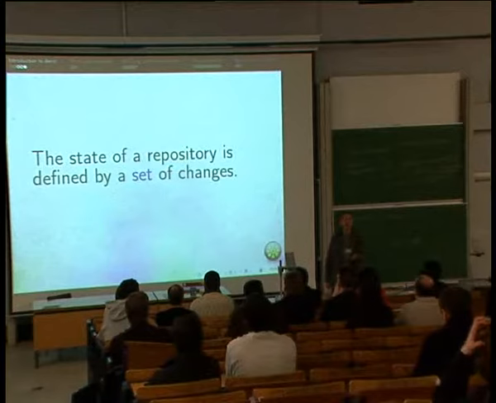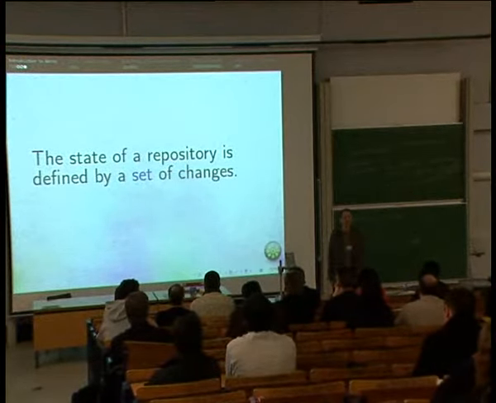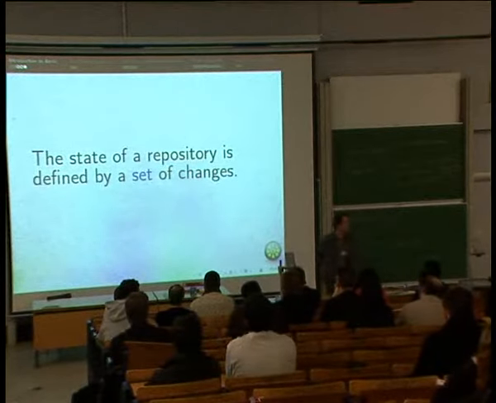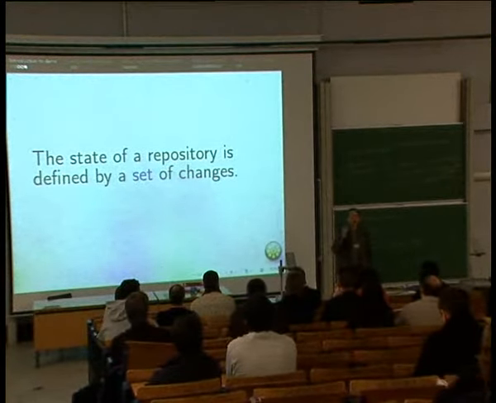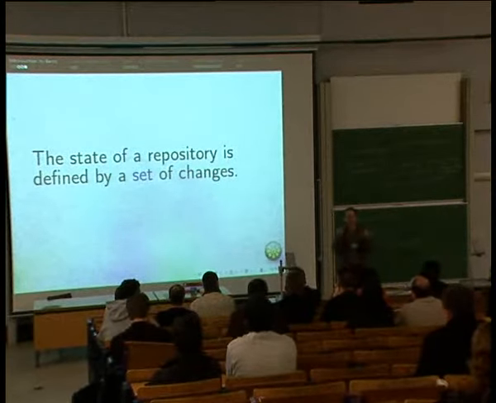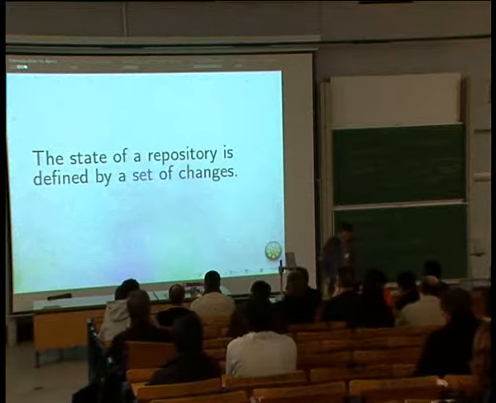So, just to reiterate, the fundamental paradigm of Darcs is that the state of a repository is always defined by a set of changes. And the formalism I'm going to describe is basically a formalism that allows us to guarantee that the same set of changes will always give you the same repository, regardless of what order and how you got to that set of changes. So that is that.